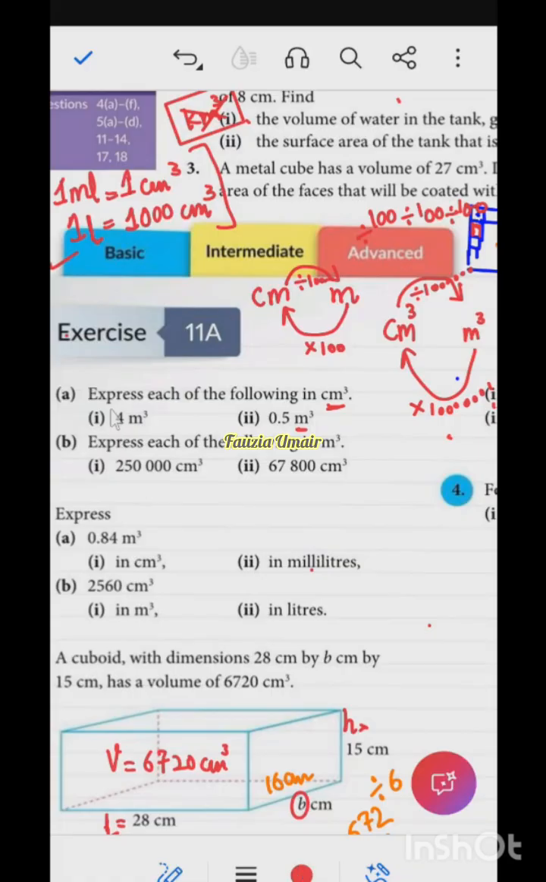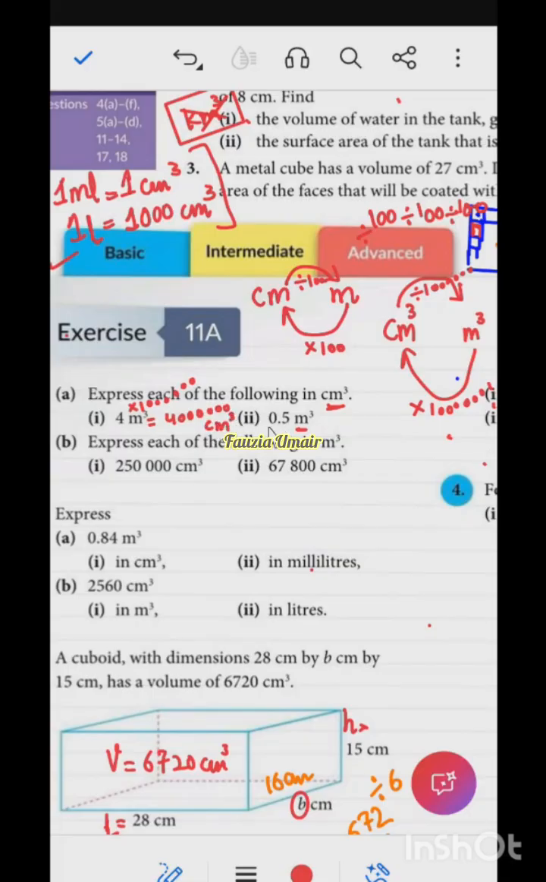4 cubic meter, so how many cubic centimeter? From meter cube, where are we going? Cubic centimeter. So how many? Ma'am, we need to multiply. So what would be the answer? So that is 4 million, 4 with 6 zeros, centimeter cube, right?